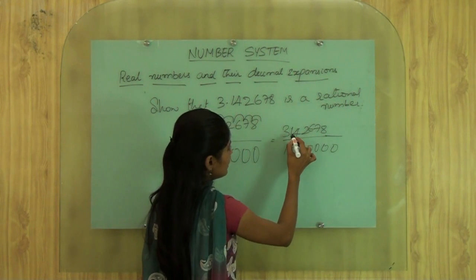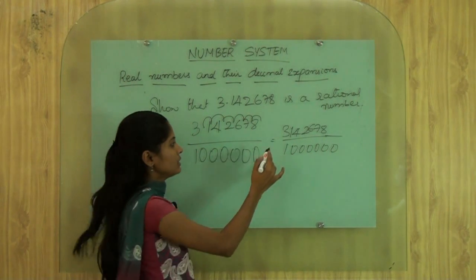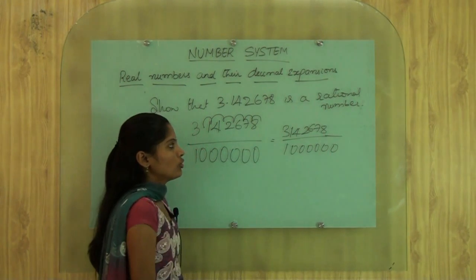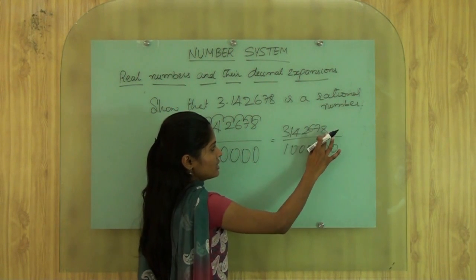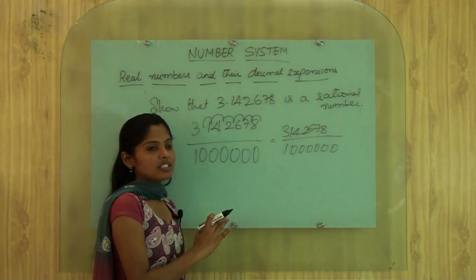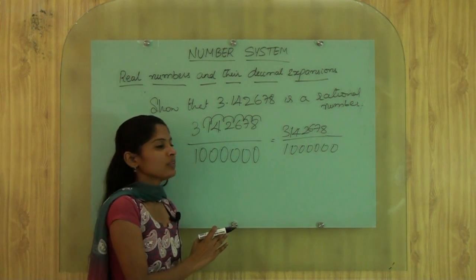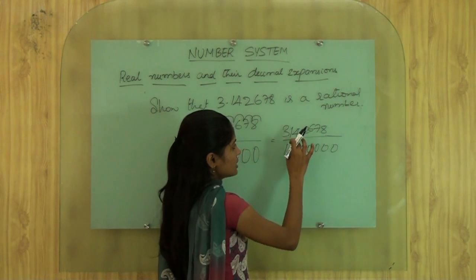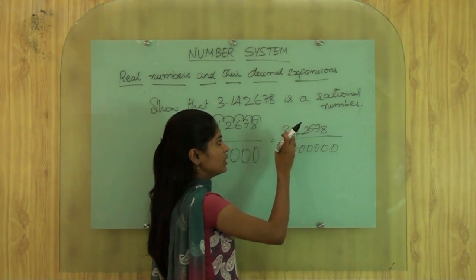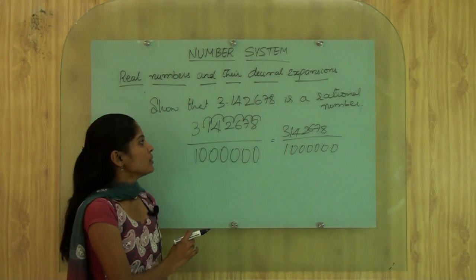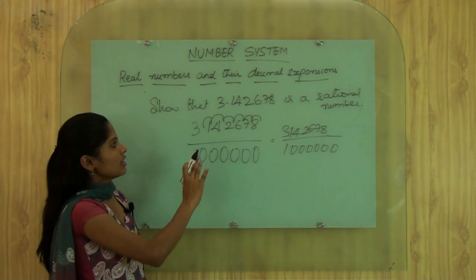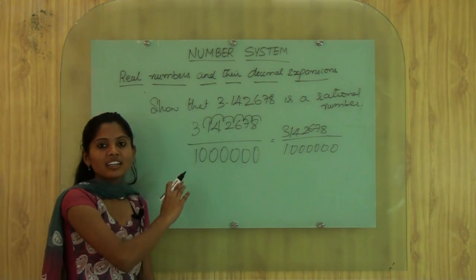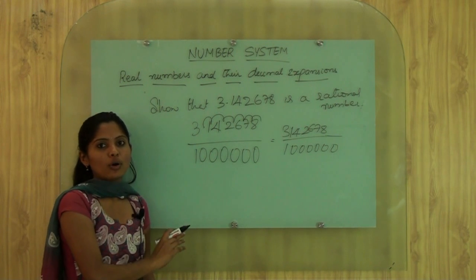Or you can write it simply: if you have 3.142678, then 1, 2, 3, 4, 5, 6. You have 6 places after the decimal point. Therefore you write 6 zeros below and remove the decimal point. So this is how you represent a number in rational number form.